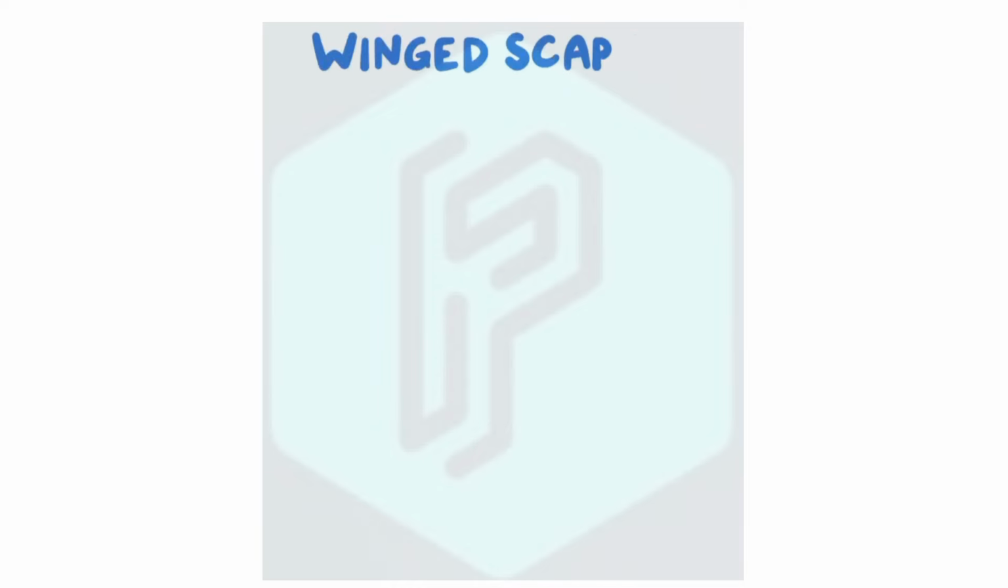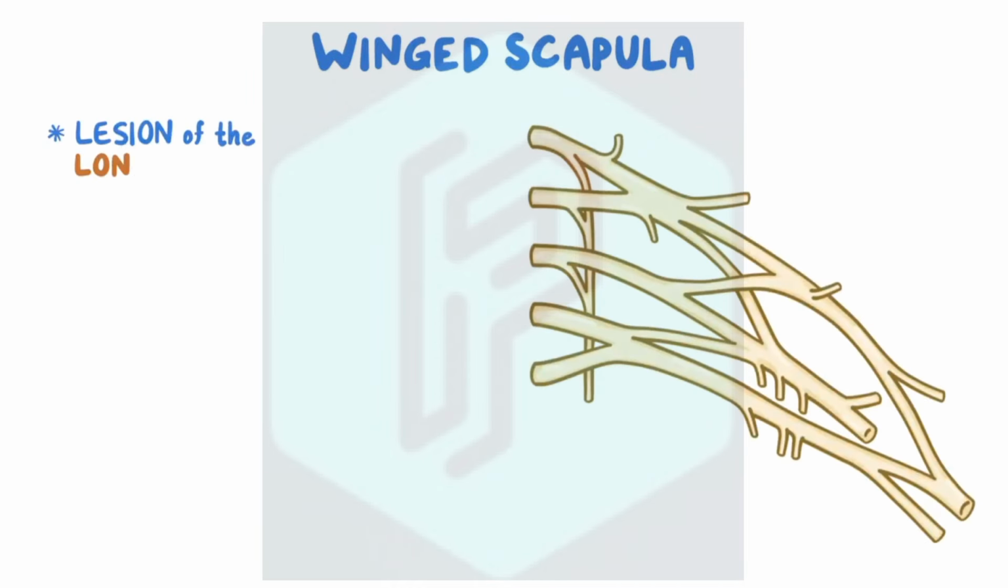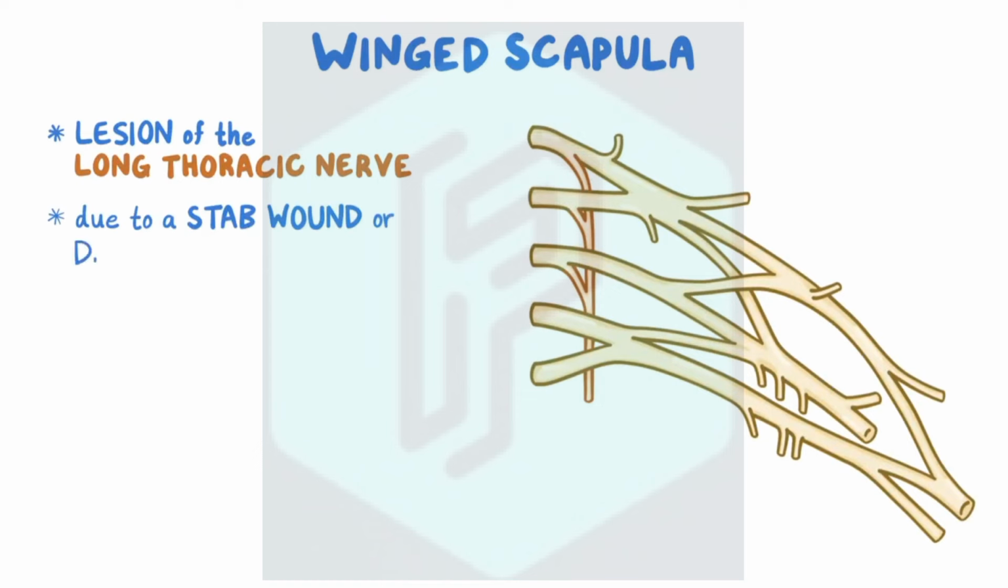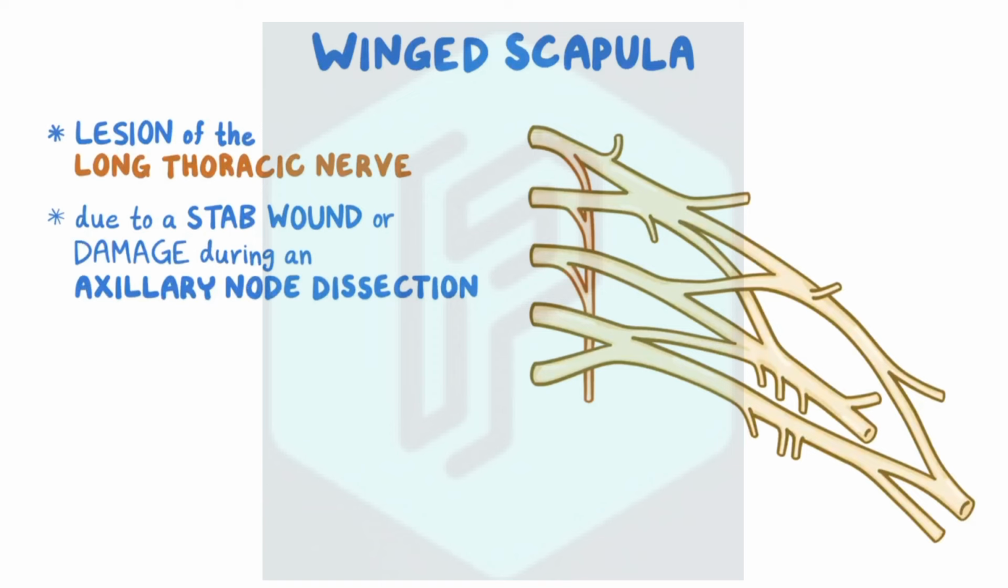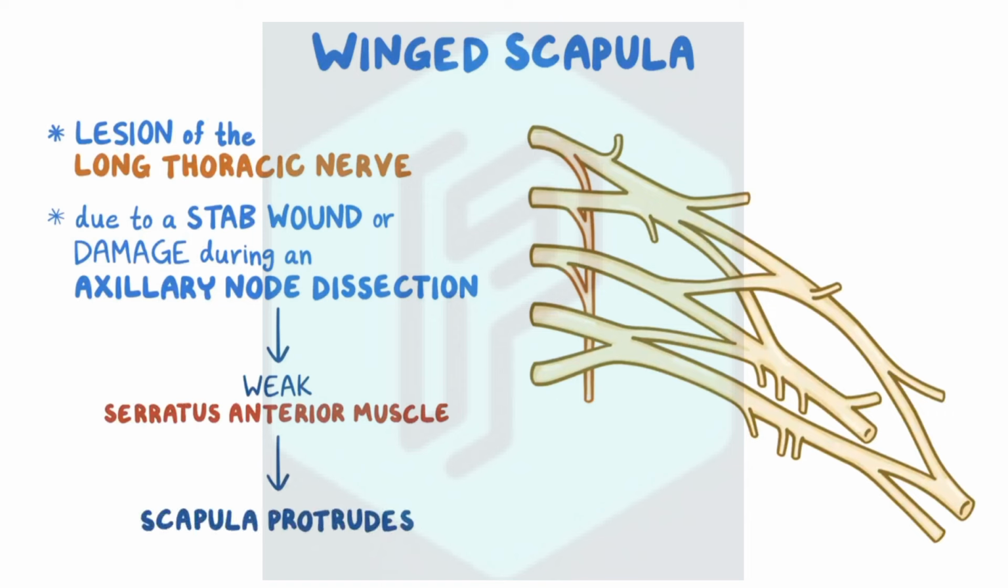A winged scapula occurs when there's a lesion of the long thoracic nerve, usually due to a stab wound, or because of damage during an axillary node dissection after a mastectomy. This leads to weakness of the serratus anterior muscle, which causes the scapula to protrude or wing out from a person's back when in action, because it's not anchored to the thoracic cage. When this happens, it's really hard for a person to abduct their arm.